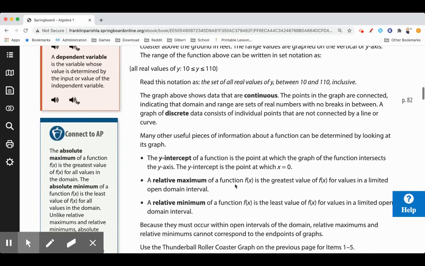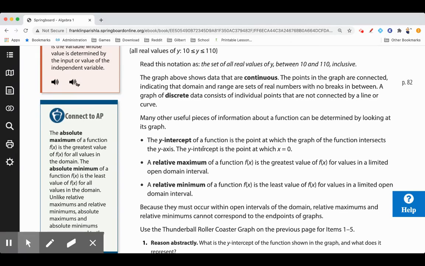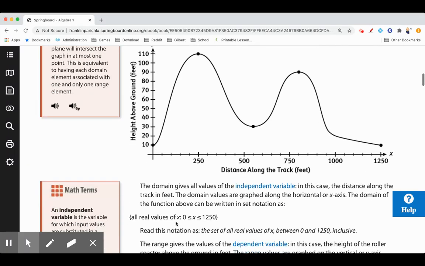Many other useful pieces of information about a function can be determined by looking at its graph. The y-intercept, which is where it crosses the y-axis, it intercepts it, would be right here, (0, 10). y-intercept.